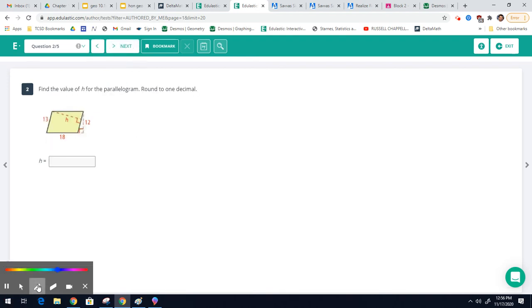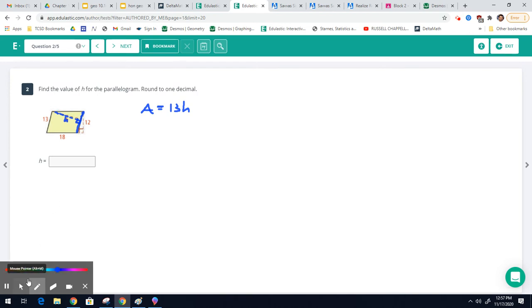Okay, this time it says find the value of h for the parallelogram, round to 1 decimal. So you have this height right here, right? That's our h. It is perpendicular to this side right here. This side is going to be congruent to 13. So the height h and this base 13 could be used to find the area. So area could be base 13 times height h. But that's not going to help us because we don't know the area and we don't know the height.